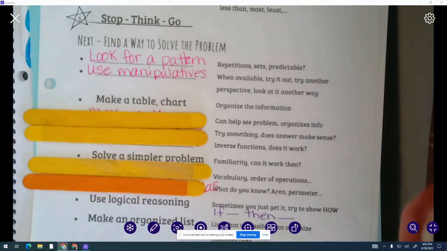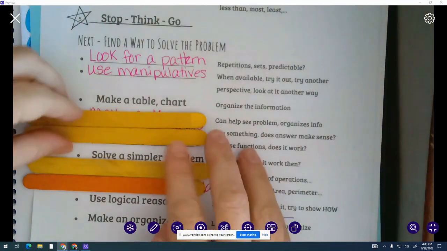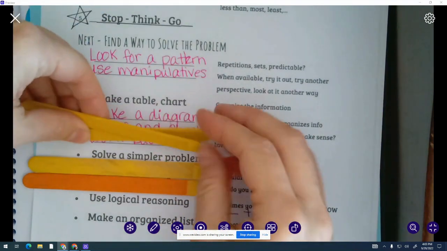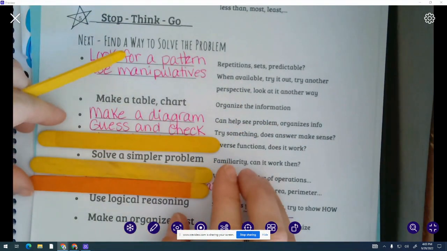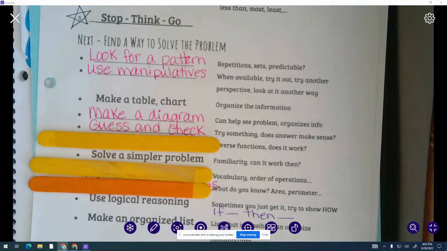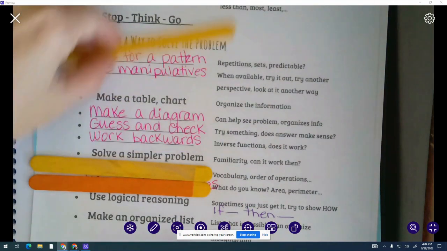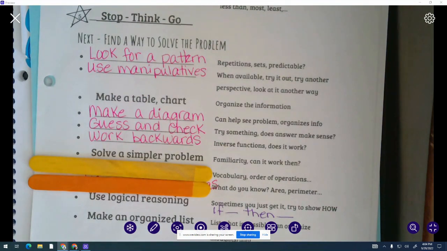Okay, so let's continue now that I've realized the technology cut out. So we talked about making a diagram and guess and check. Guess and check sometimes is what we have to do, especially in coordination with a work backwards. This has happened in module 1 for us a couple times in the homework and in the IXLs, and I believe it was in Zern as well.